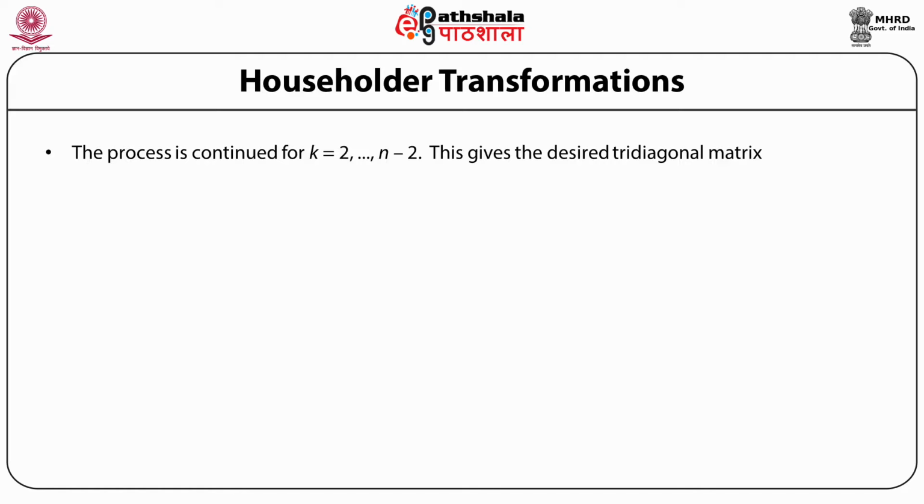This gives the desired tridiagonal matrix where A raised to power n minus 1 equals P raised to power n minus 2 into A raised to power n minus 2 into P raised to power n minus 2 equals P raised to power n minus 2 into P raised to power n minus 1 up to P raised to power 1 into A into P raised to power 1 into P raised to power 2 up to P raised to power n minus 2.